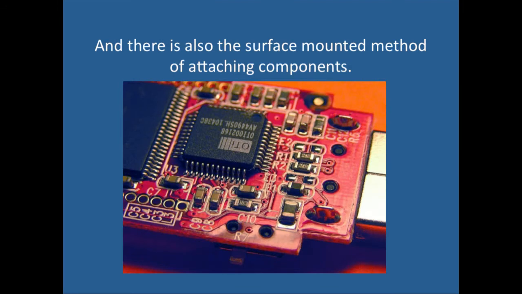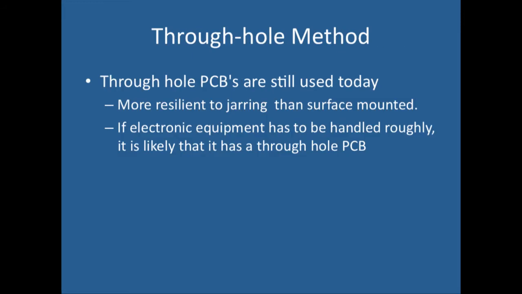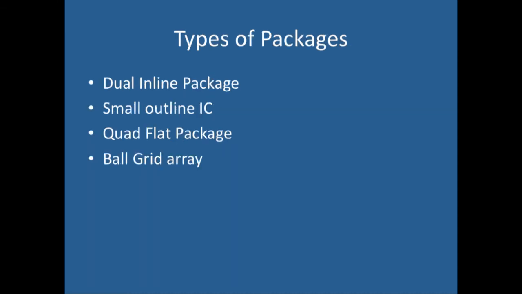There's also the surface-mounted method of attaching components. In this method, the components are attached directly to the surface of the PCB using solder and epoxies. This facilitates the use of multi-layer PCBs as there aren't holes drilled through the entire card. However, through-hole PCBs are still used today as they are more resilient to jarring or damage than the surface-mounted cards. So if a piece of electronic equipment has to be handled roughly, it is likely that it has a through-hole PCB on the inside. Now we have to get back to the packages.